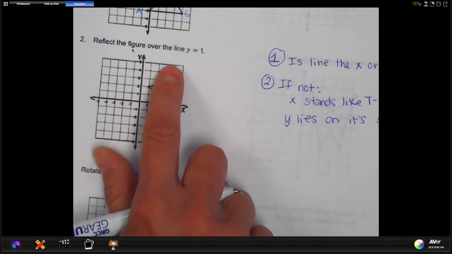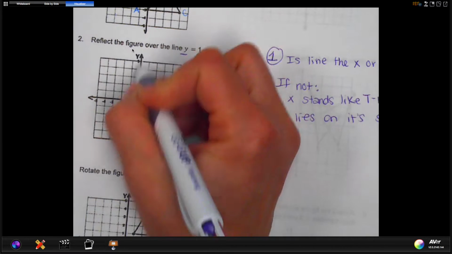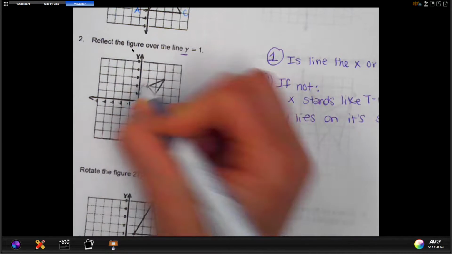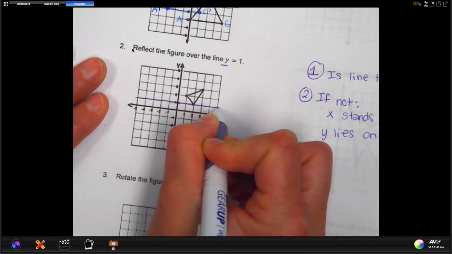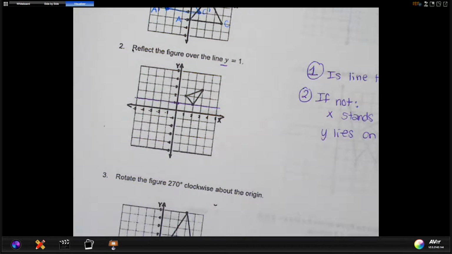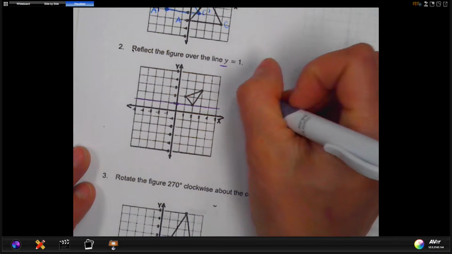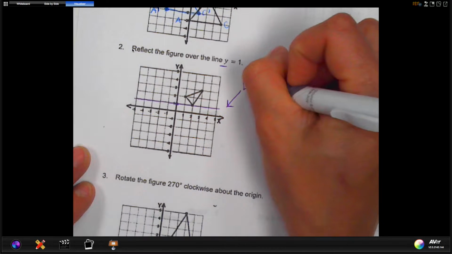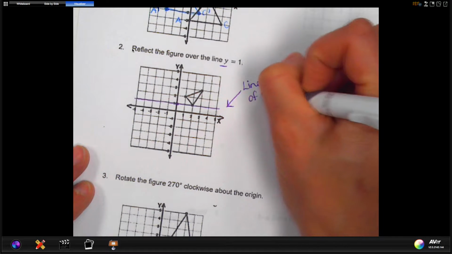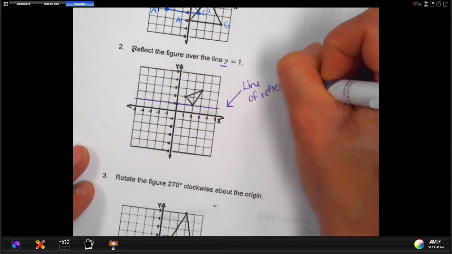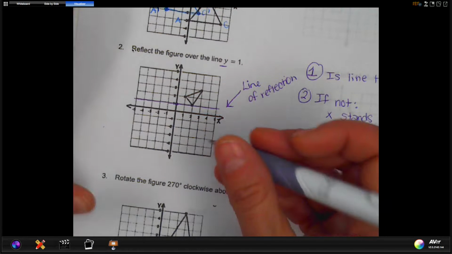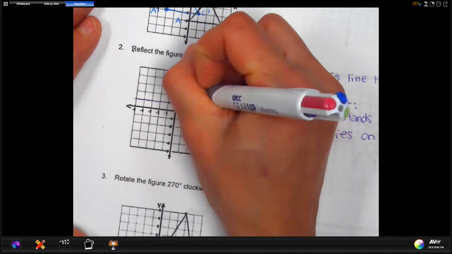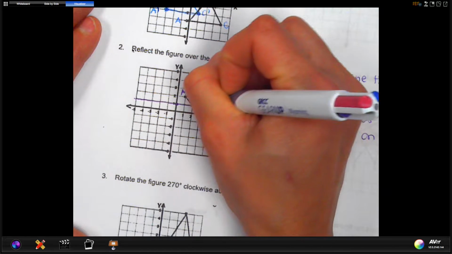All right, so the y tells us that we have to use the y-axis to find 1, which is right here. And lying on its side means that it's going to go horizontally like this. This is our reflection line right here. So that's our line of reflection. Got to have that so that you know what we're reflecting over. Okay, again, we need to label our vertices here. So again, I'm just going to go A, B, and C.